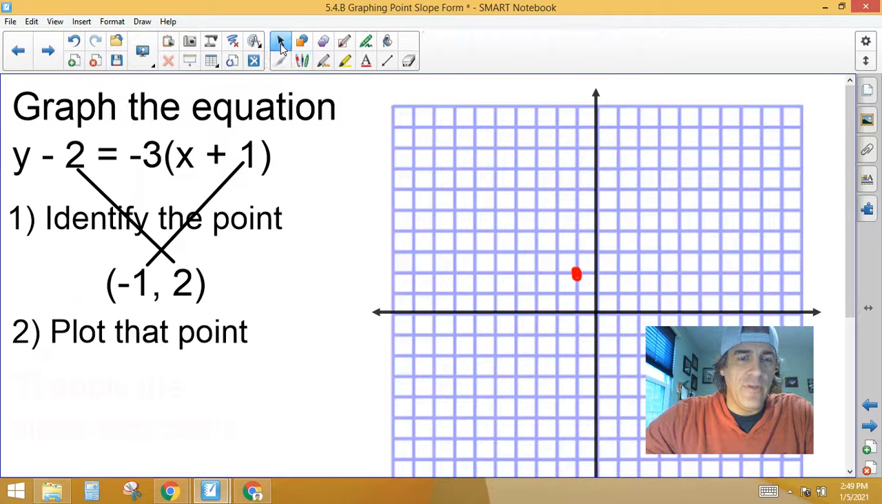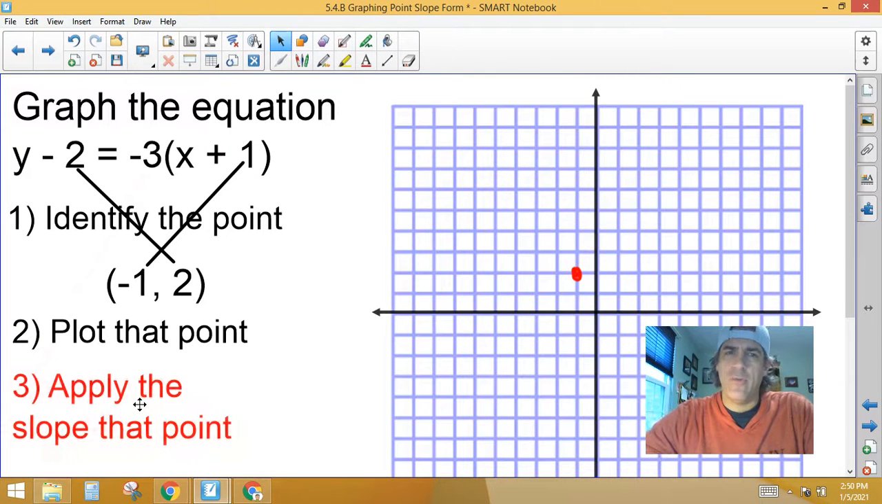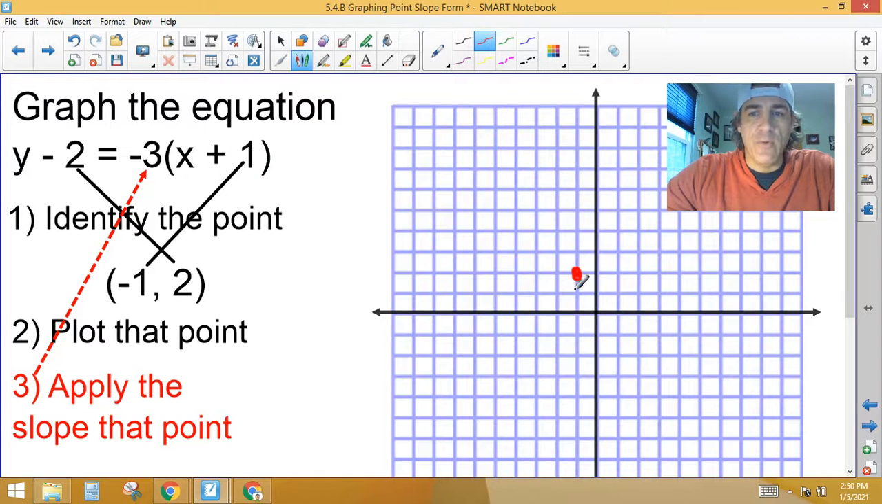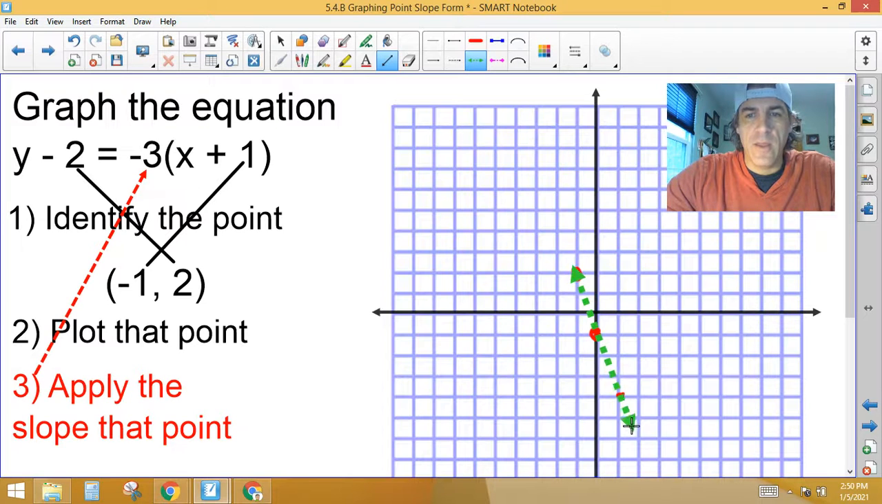Now, what I want to do is apply the slope. So what is the slope? Well, look at the equation and tell me, what is the slope? Good. Hopefully you said it was negative 3. The slope of negative 3 means I'm going to go down 3 spaces, over 1. And by over, it's always to the right. Down 3 spaces, over to the right 1. Always to the right. I have a few points. Now what I can do is make my line, extend it all the way through.